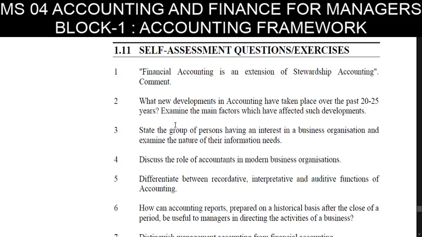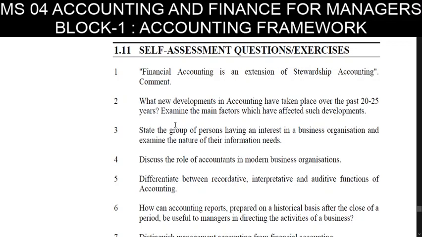You can read all these general knowledge topics also. Okay, inflation accounting, evaluating the value of the assets at the current prices. Okay, next, state the group of persons having an interest in business organization and examine the nature of their information needs. Okay, who are all the stakeholders interested in the business organizations?